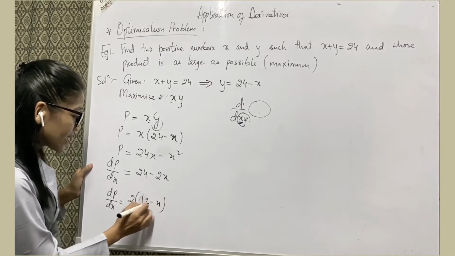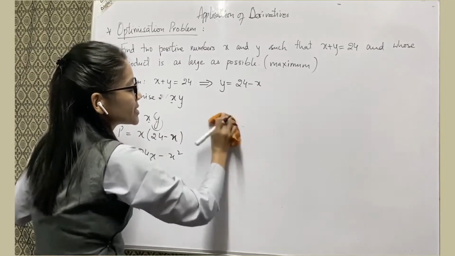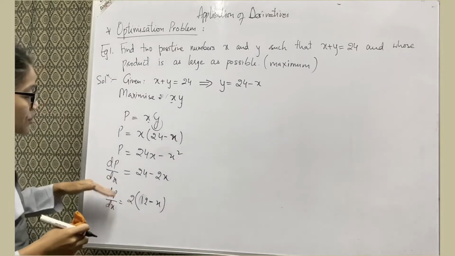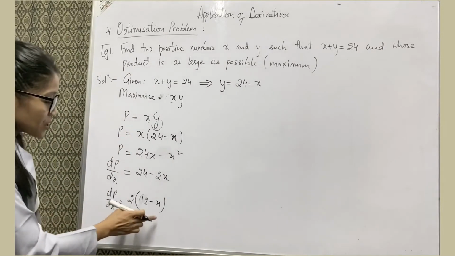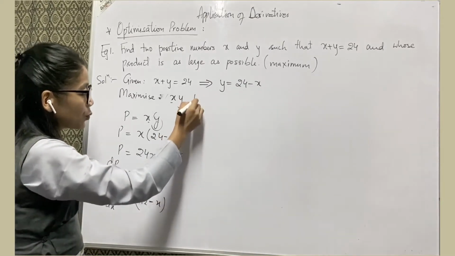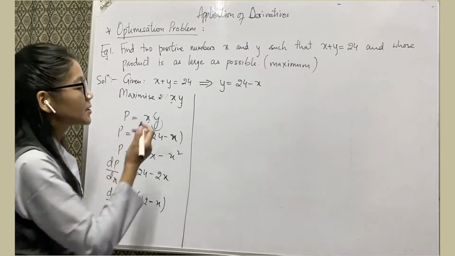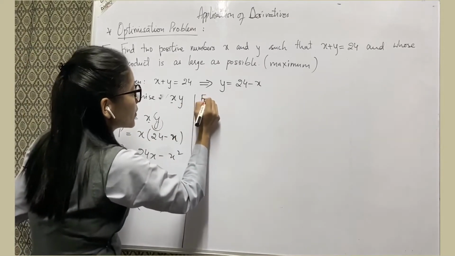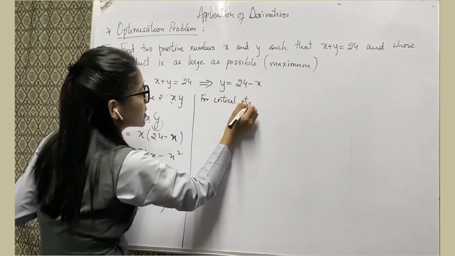12 minus x. Now please always follow the steps. First you will differentiate the quantity which is to be optimized, and you will simplify it till the end, and after that you will find the critical point. Then I will explain why we are finding the critical point. So now for the critical point, what do we have?